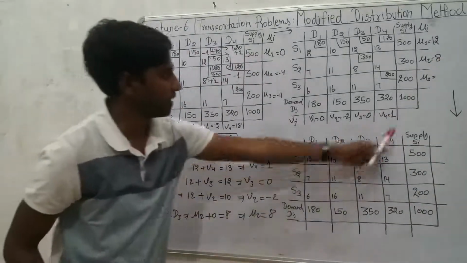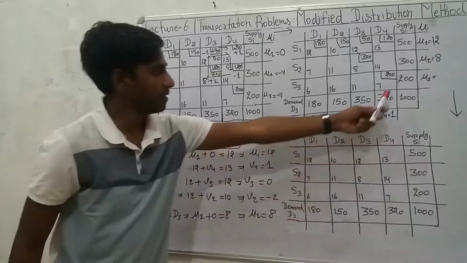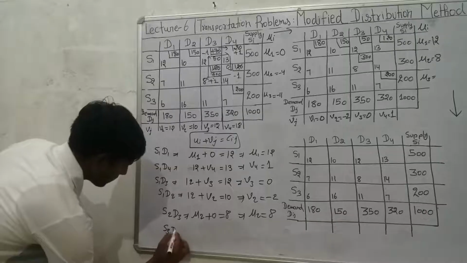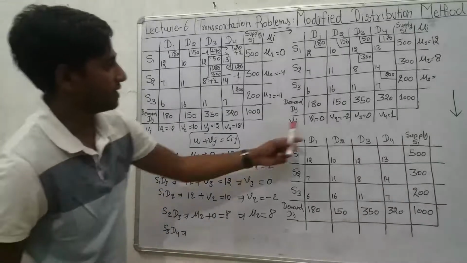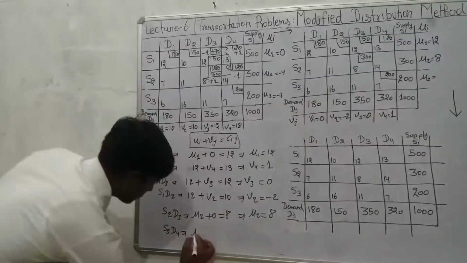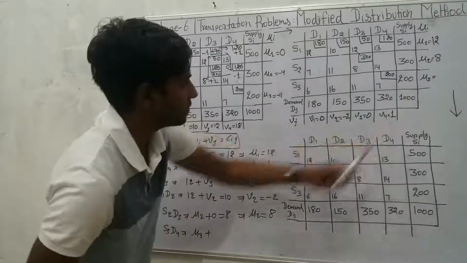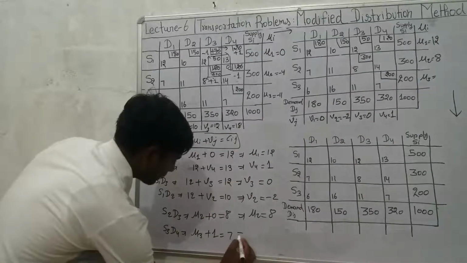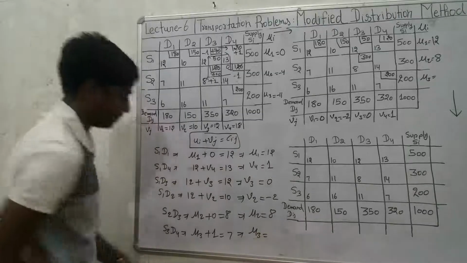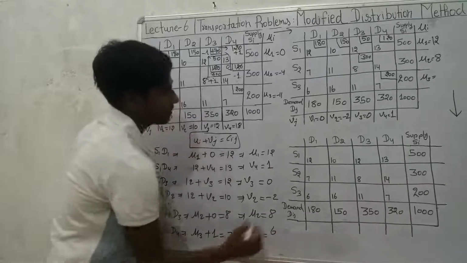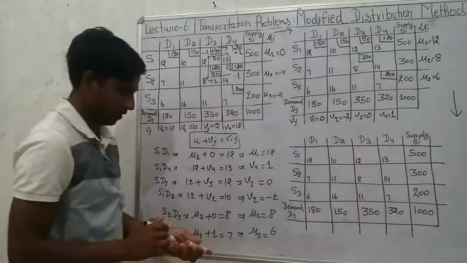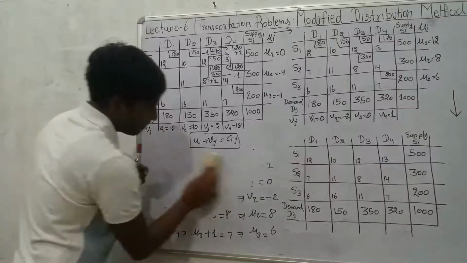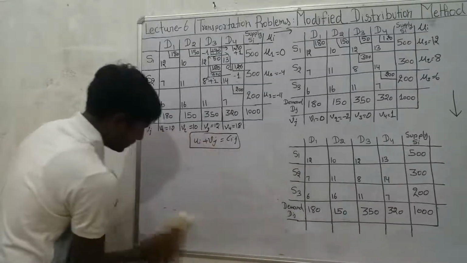In a similar manner, now we can calculate the value of u3 by considering this cell, S3D4. For S3D4, what is the value of u3? We don't know. Plus, what is the value of v? It is 1. And what is cij? 7. So u3 is equal to 7 minus 1, that is 6. So in this way we obtained all index values. So step 1 is complete for the improved feasible solution.